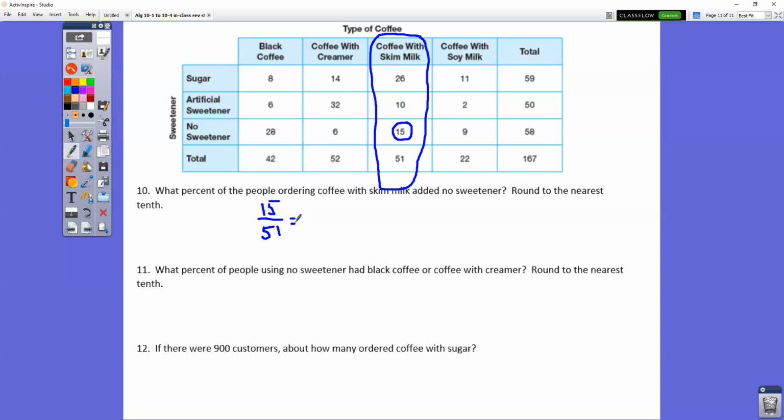So 15 out of 51, top divided by bottom, move the decimal point over 2 places to the right. You should end up with 29.4% when you round to the nearest 10th.